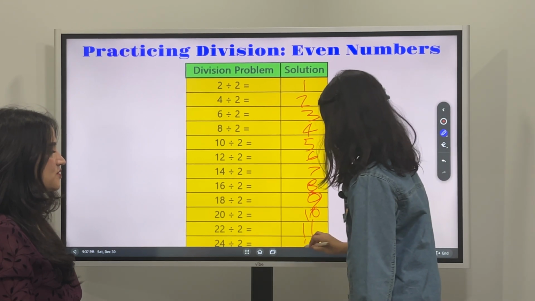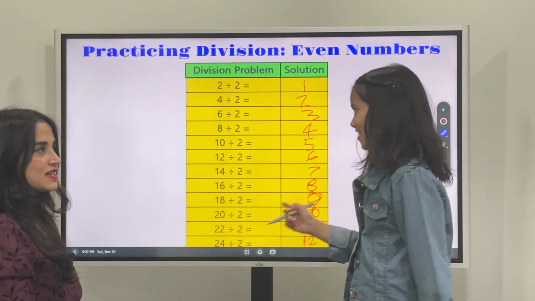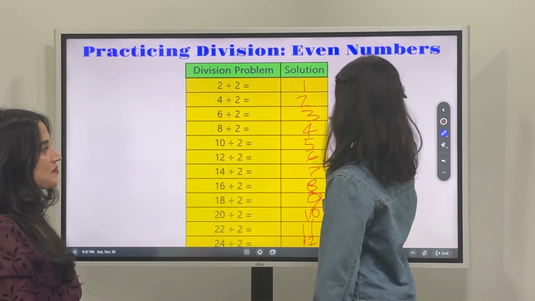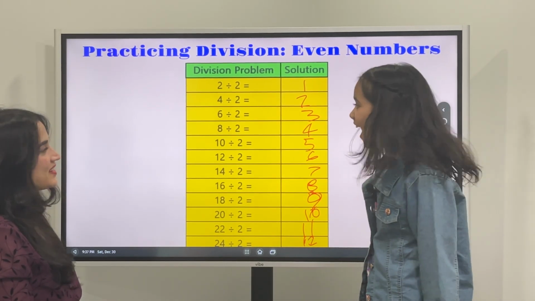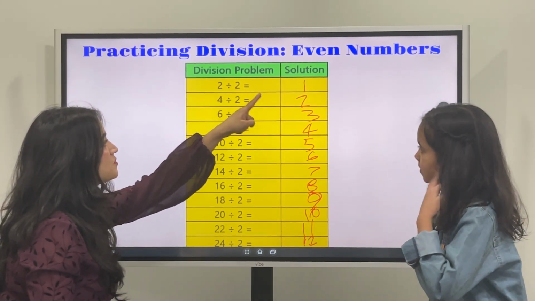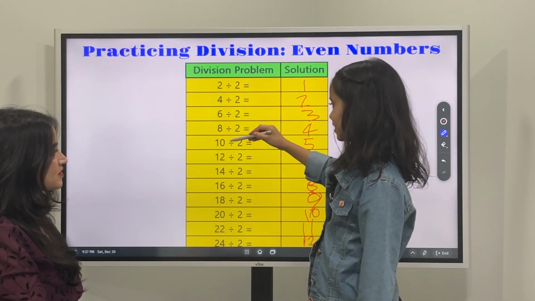See? 22 divided by 2 is 11. The way that I know how to do this is: 1, 2, 3, 4, 5, 6, 7, 8, 9, 10, 11. And also it's the 2 times table, right? So 2 times 1 is 2, 2, 4, 6, 8, 10, 12.